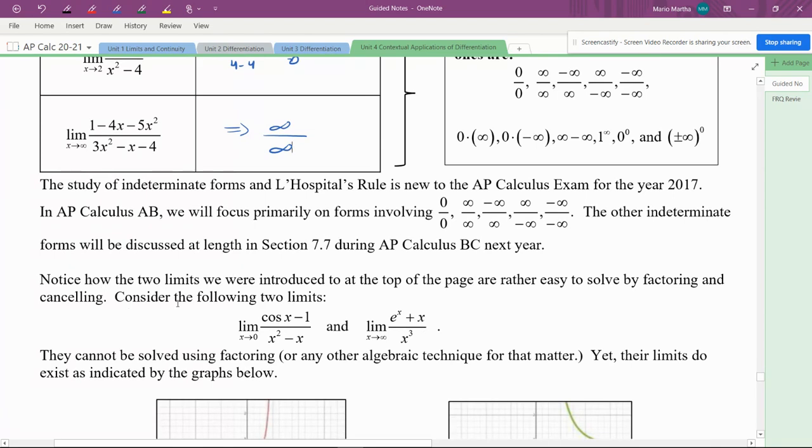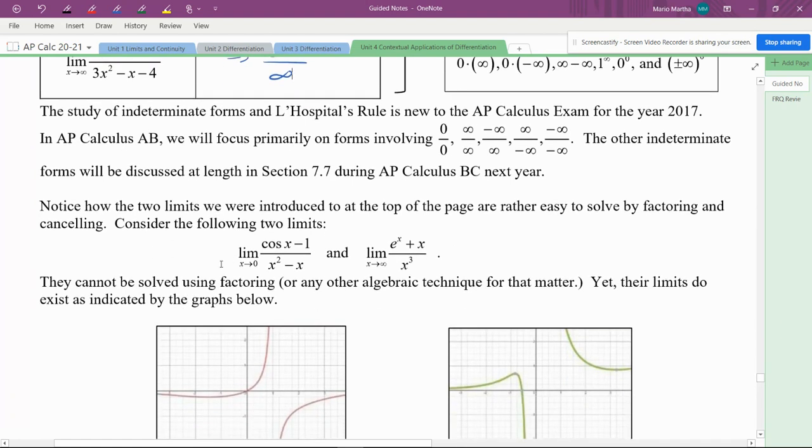So notice how the two limits we were introduced to at the top of the page are rather easy to solve by factoring and canceling. So consider the following two limits. The limit as x approaches 0 of (cosine of x minus 1) divided by (x squared minus x), and the limit as x approaches infinity of (e to the x plus x) over x cubed. They cannot be solved using factoring or any other algebraic technique for that matter. Yet their limits do exist.